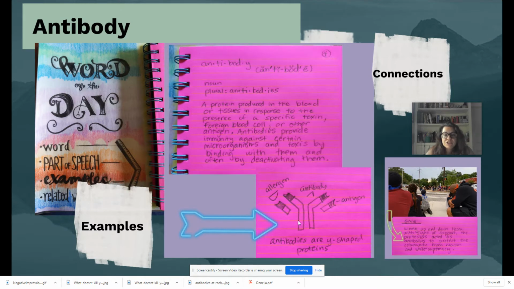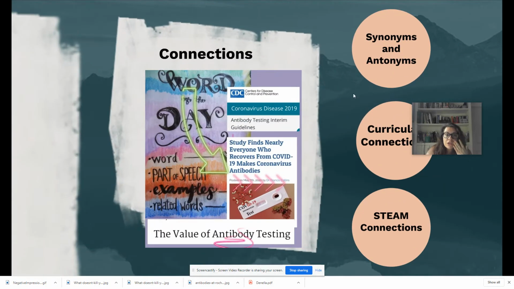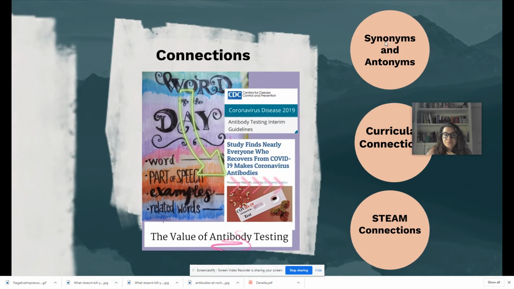So an antibody is shaped like a Y. And what it does is it will attach to the foreign germ or virus. It attaches to it, tries to take its energy, tries to deactivate it. Now, connections to antibody. You have probably heard the word antibody lately because it is very relevant to coronavirus.